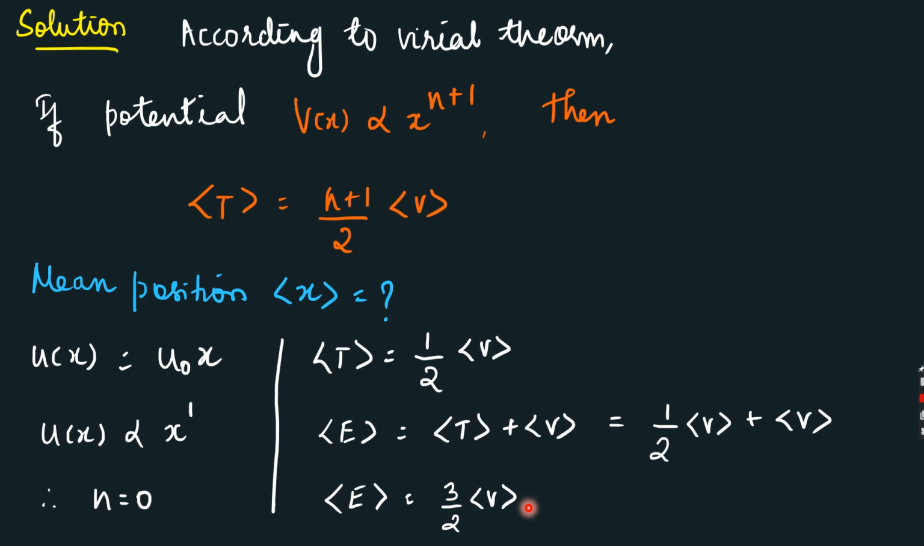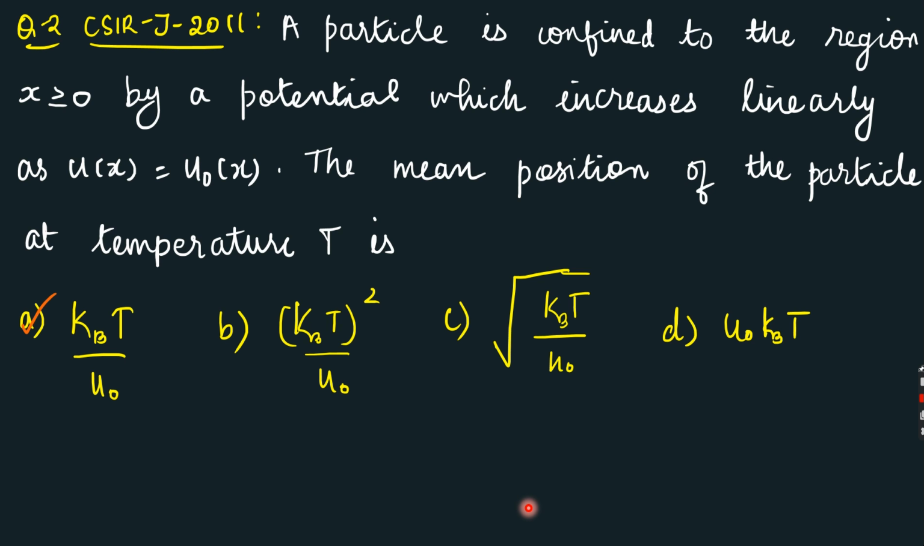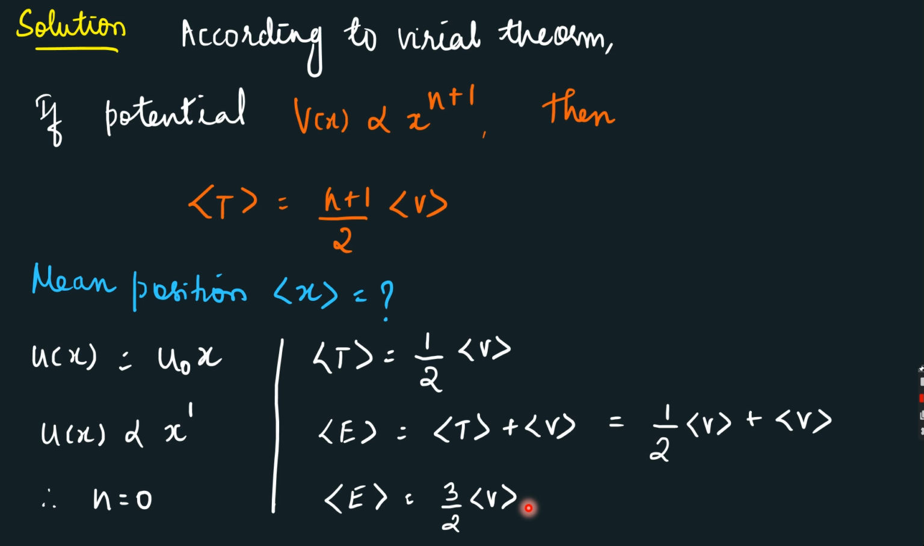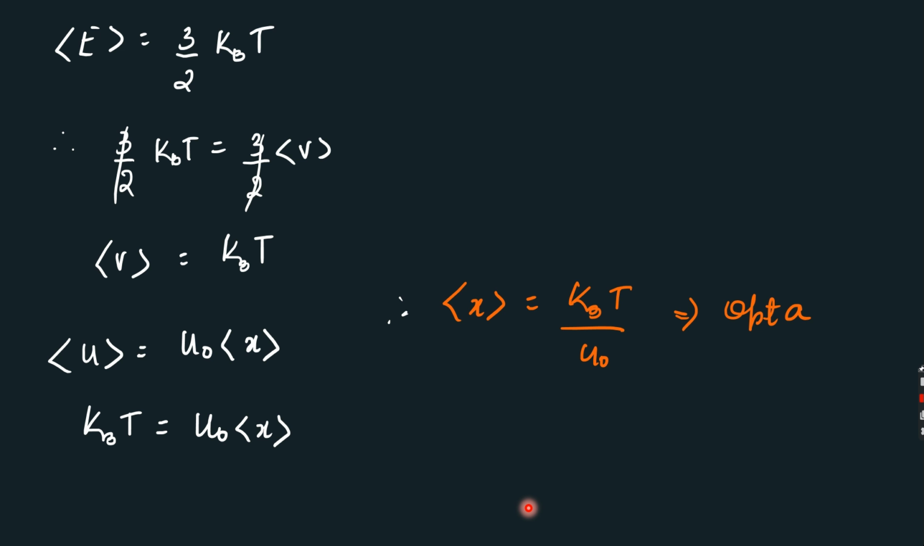So why did we find energy over here in respect to potential? Because you have a potential in your hand and you know that the energy is 3 by 2 kBT. Okay, so this is like a thermodynamics question. So if you remember, total energy will be equal to 3 by 2 kBT according to the equipartition theorem. Okay, so energy is 3 by 2 kBT, and now I'm just equating that with the potential, and now my potential is equal to kBT.